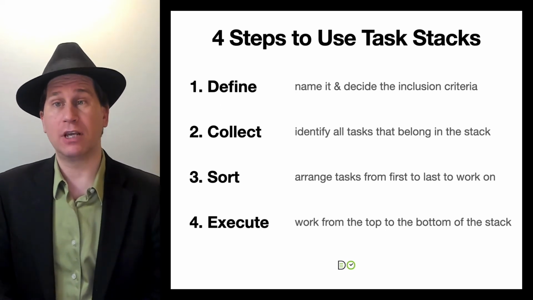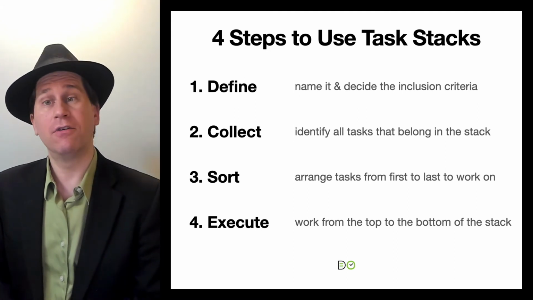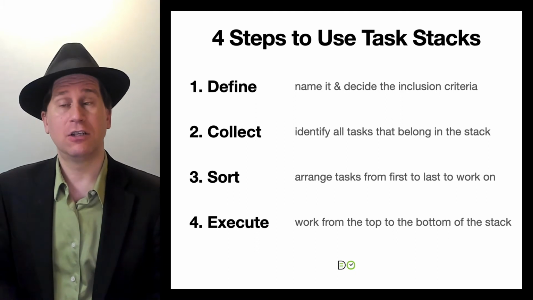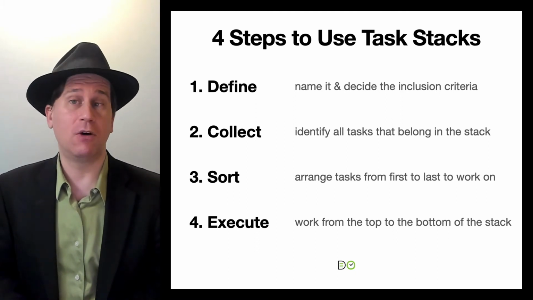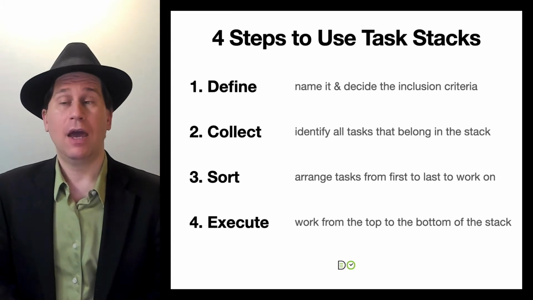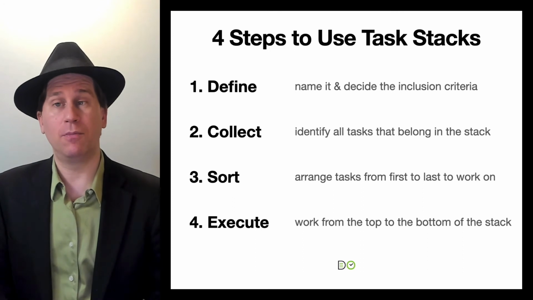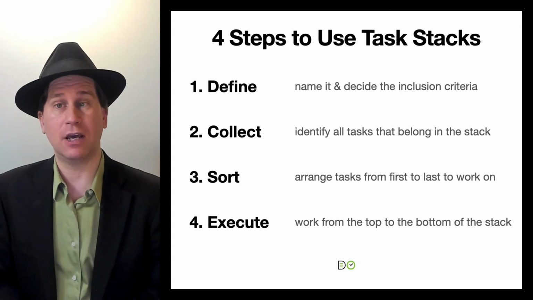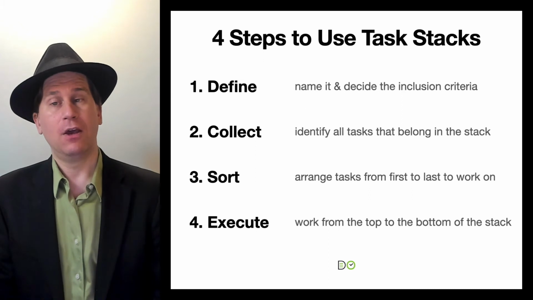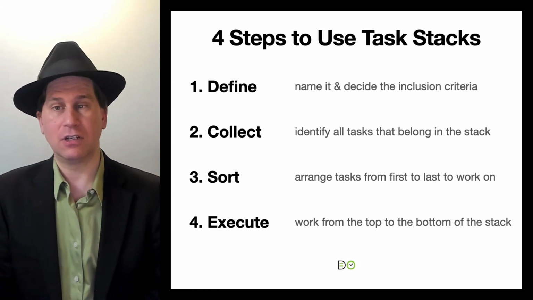Then we're going to sort that stack. We're going to sort it from the first to the last to be executed. Now, often that will be by priority, but it can be sorted in other ways. And then finally, when it comes time to do that time block, we're going to pull out our task stack that corresponds to that time block, and we're going to execute it. There are going to be some details on how we execute, though. So let's get into those in a second.